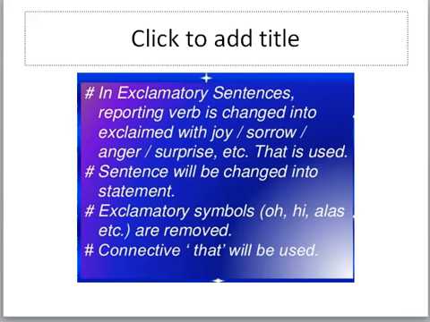The connective that is used, exclamatory symbols are removed, and the sentence will be changed into a statement. Since exclamatory sentences have a sign of exclamation, that is changed into a full stop, because a statement has been made when we change a direct into an indirect speech, right? And the reporting verb is changed into exclaimed with joy, exclaimed with sorrow, exclaimed with anger, or exclaimed with surprise, etc. Right? Again, here the connective that will be used.